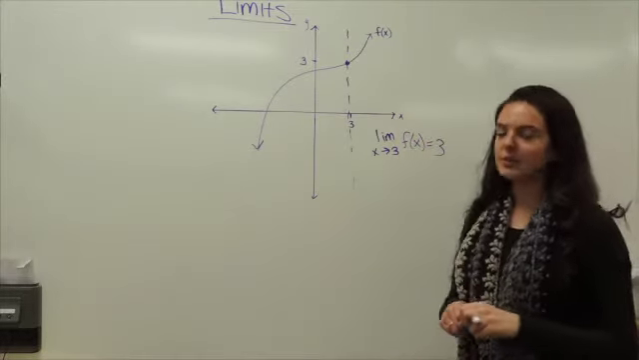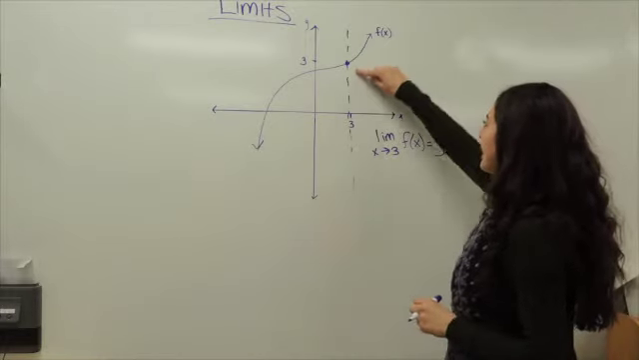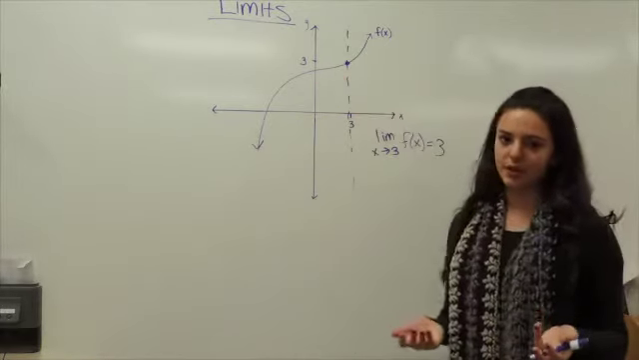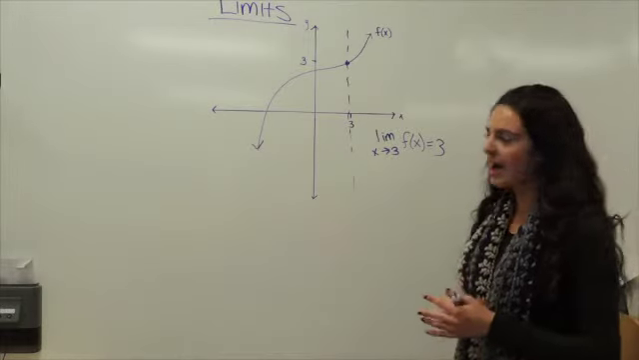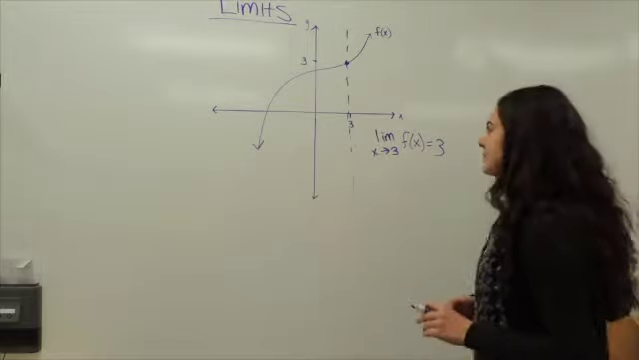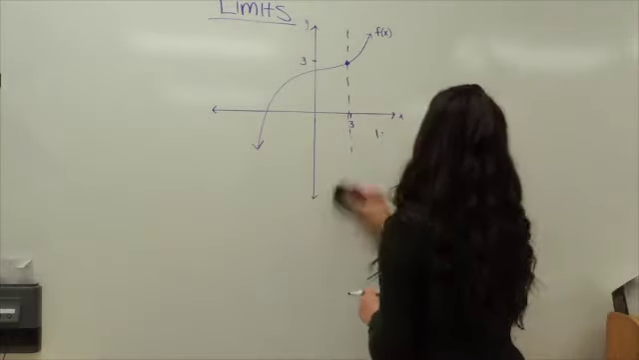Now, this only works because the limit as it approaches from the right and when it approaches from the left are both 3. If only one side approached 3 and the other approached infinity or 4 or 5, then the limit would not exist. So we're going to look at one of those.